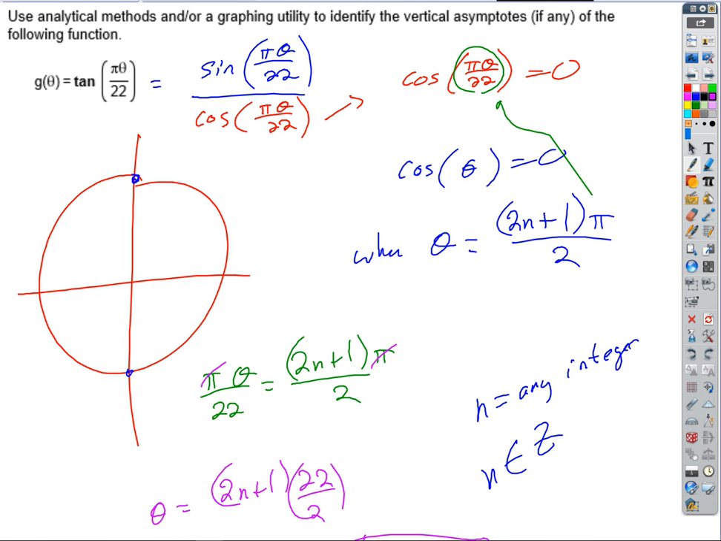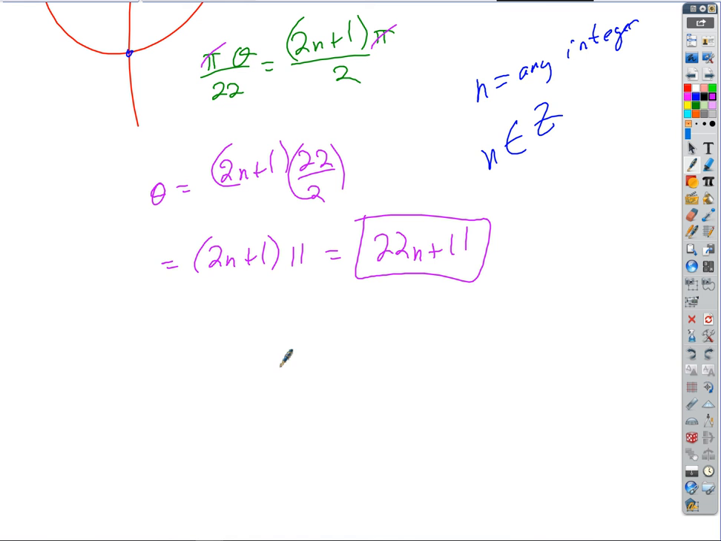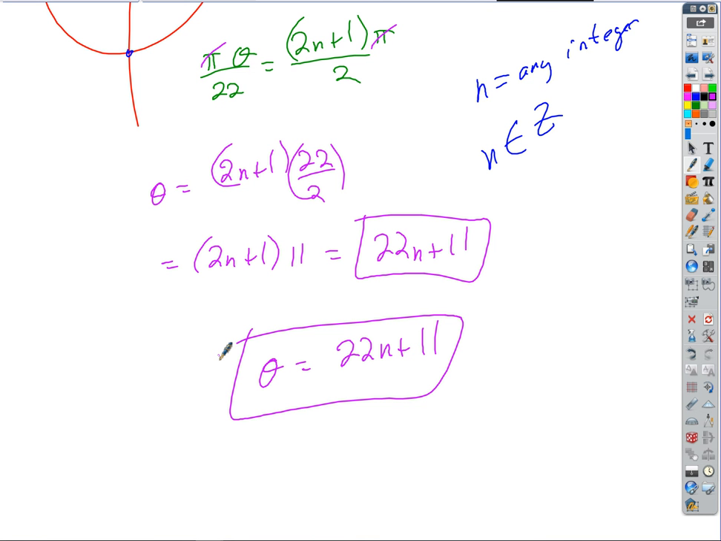That's the answer, right? They want to know, can you go down? Oh, hang on a second, what were they asking for? The vertical. Okay, so those are going to be the values of theta. Yeah, so that's what we're looking for, right? We're just looking for the values of theta, and it's going to be theta equals in all those places. Those are the values of theta where we get vertical asymptotes.